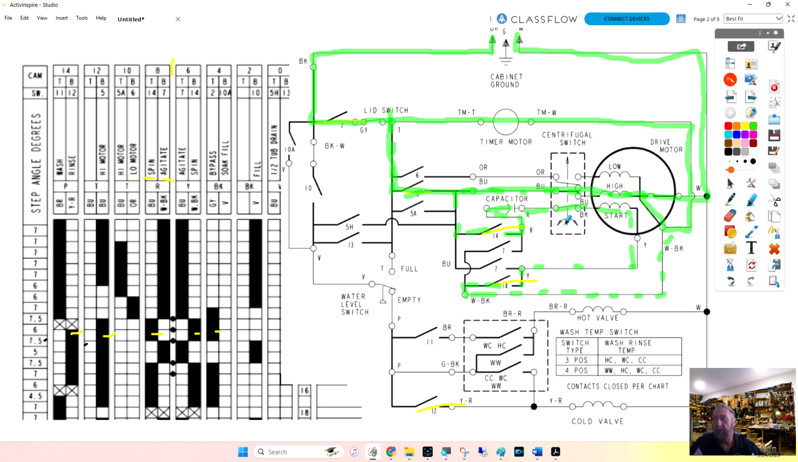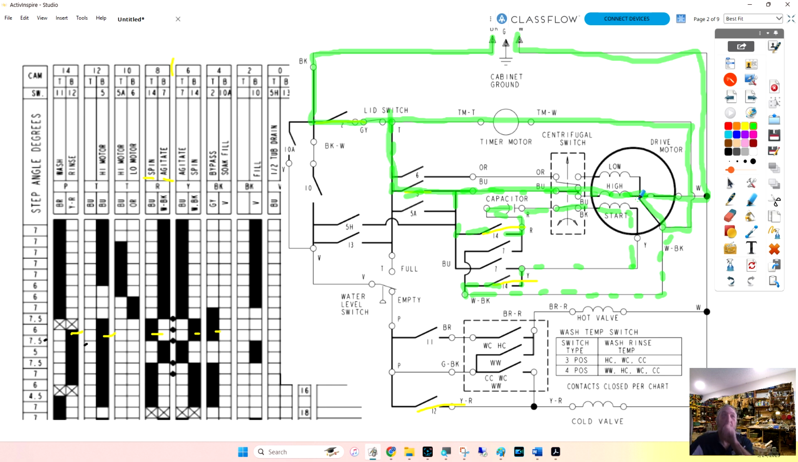Does that help? But either way, if the lid switch is bad, we want to go to the next step, which is the timer motor, right? If the lid switch is bad, the timer or the motor won't run. But would the machine fill with water? Yes. Will the machine drain? No, because the timer hasn't advanced to the drain cycle.